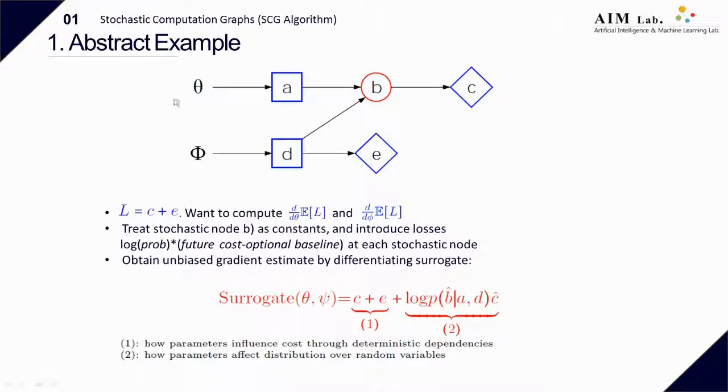It determines the loss. So we want to get the gradient of the loss, which is the gradient of the expectation of the loss with respect to theta and phi. If it is deterministic, we just use backpropagation, but it isn't in this case. So we construct a surrogate loss of this form.